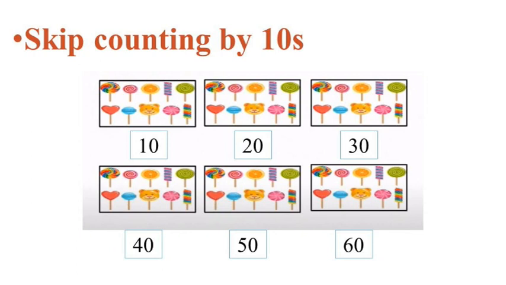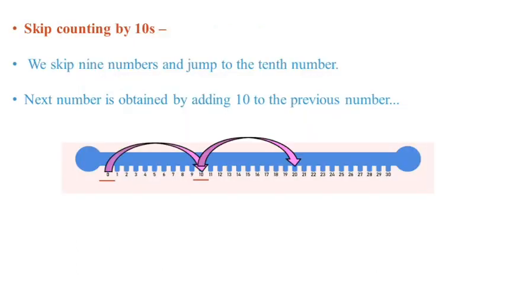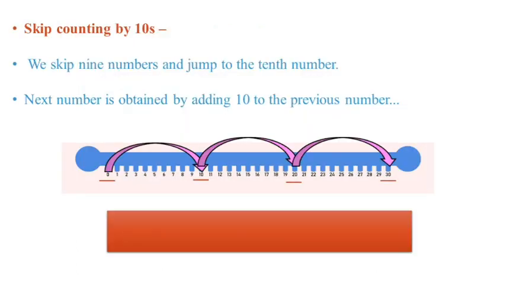Now let's see skip counting by 10 on a number line. In order to skip count by 10s, we skip 9 numbers and jump to the 10th number. So let's see, start number 0. We have to skip the numbers which are 1, 2, 3, 4, 5, 6, 7, 8 and 9. The arrow will jump to the number 10. So we'll get a 10.